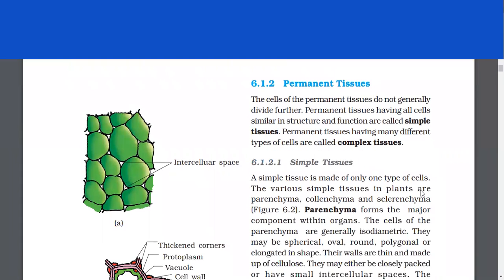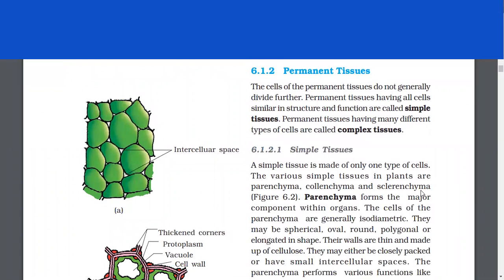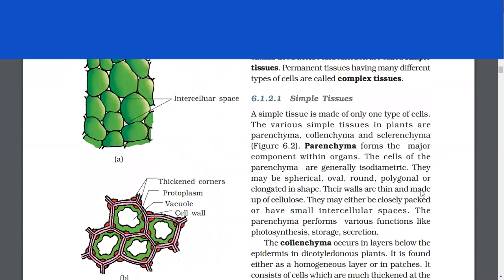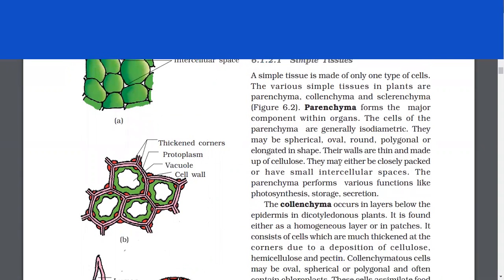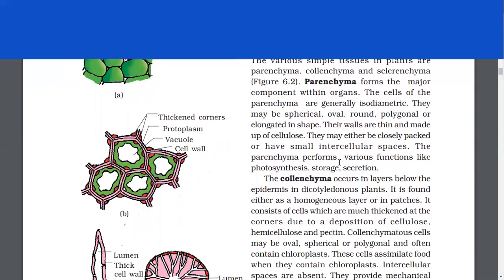Permanent tissues. The cells of the permanent tissues do not generally divide further. Permanent tissues having all cells similar in structure and function are called simple tissues. Permanent tissues having many different types of cells are called complex tissues. Simple tissues. A simple tissue is made up of only one type of cells. The simple tissues in plants are parenchyma, collenchyma, and sclerenchyma.